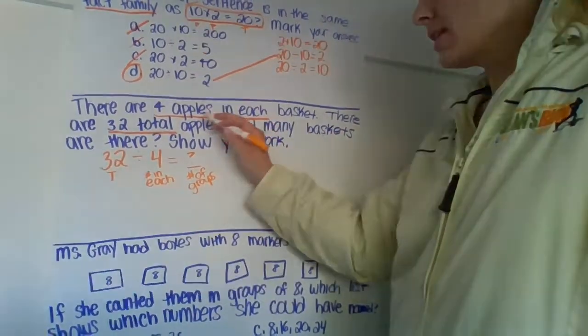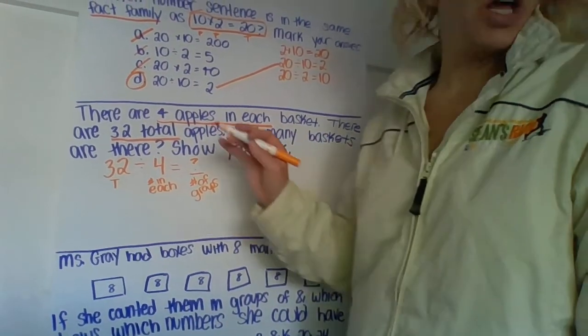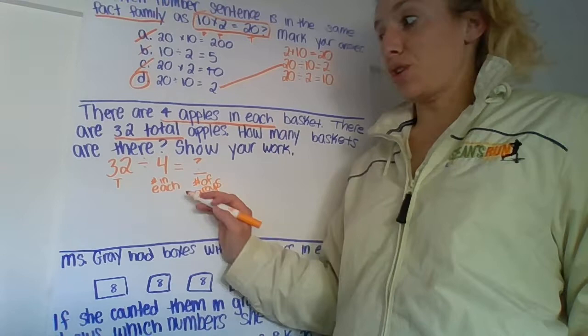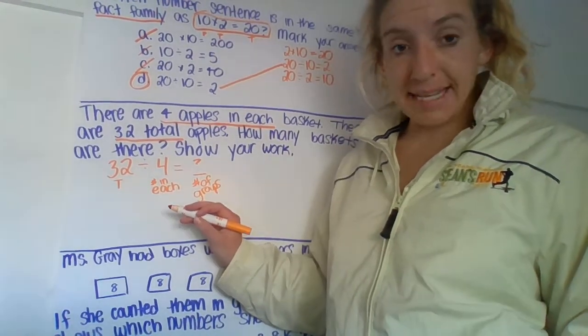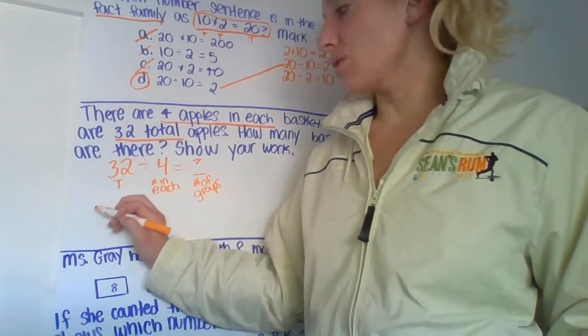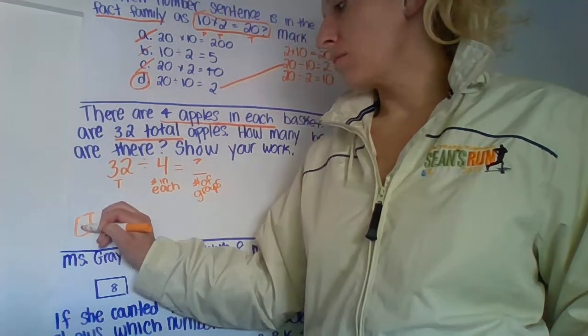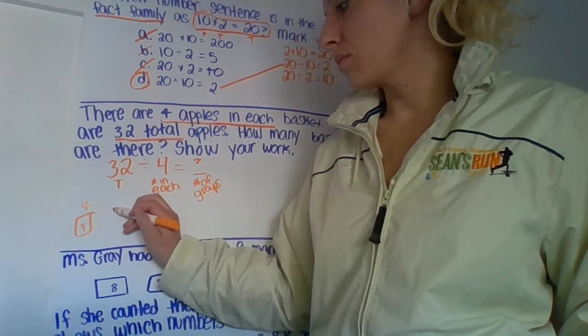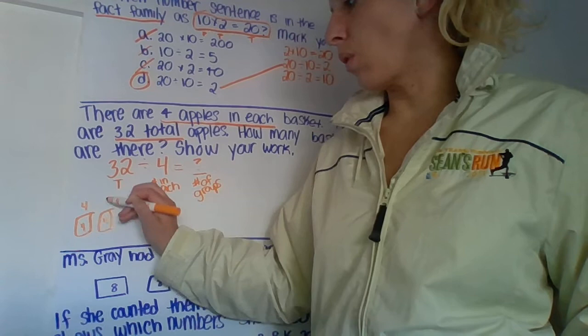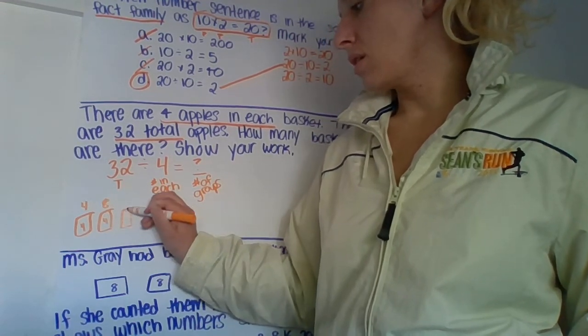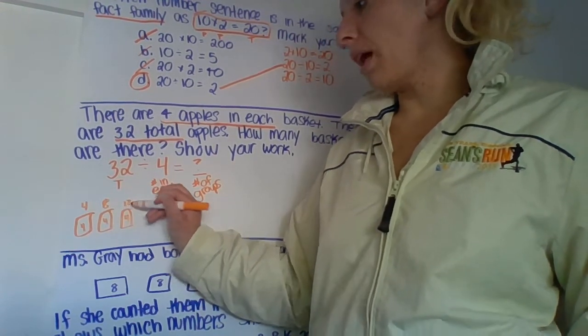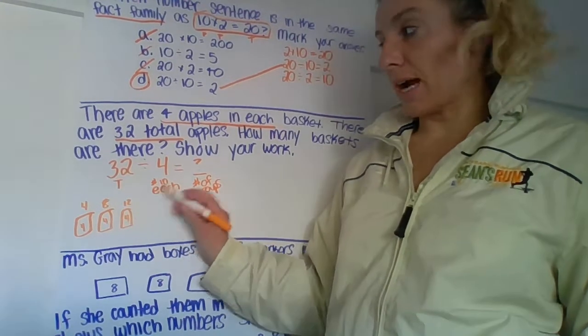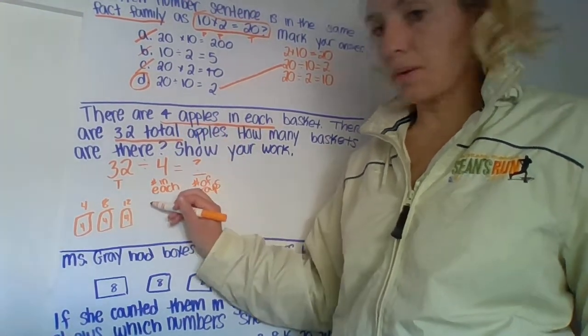Now, I know that there's 4 apples in each basket. So one way to solve the problem is to just draw all of those baskets with 4 each until I get to 32. 4 plus 4 is 8. Plus 4 is 12. Remember, I'm adding 4 every time because I know the number in each.